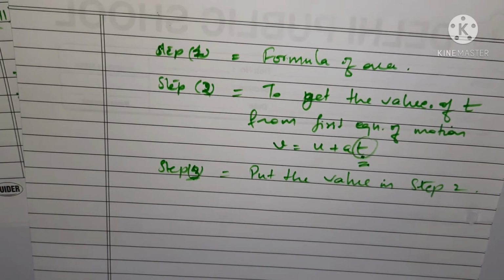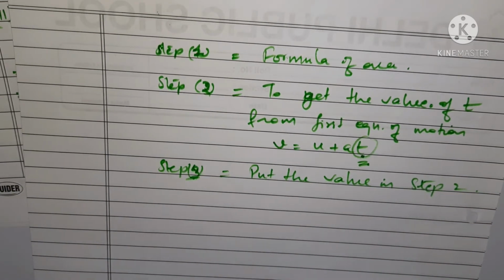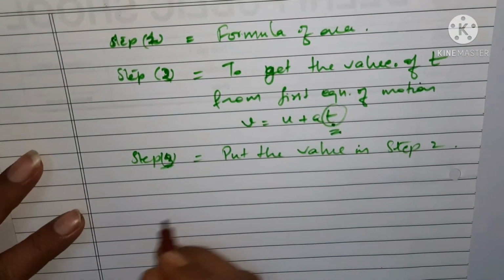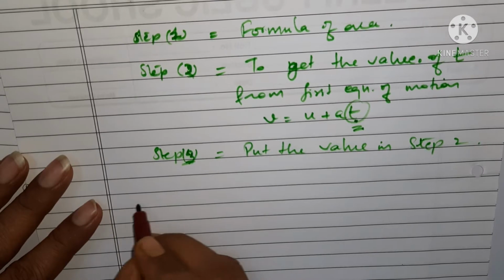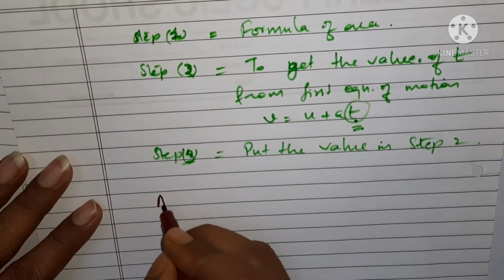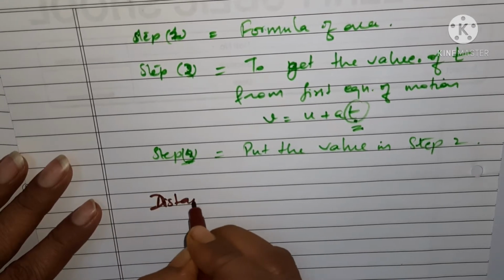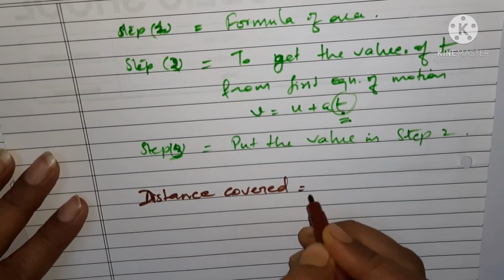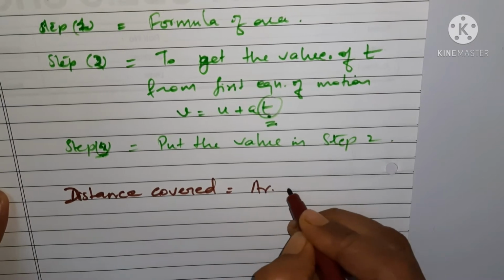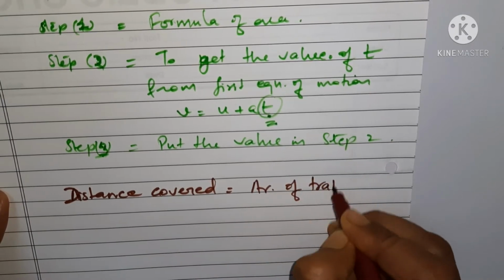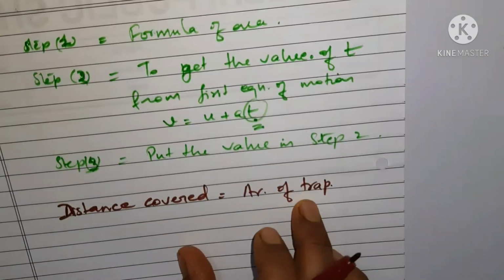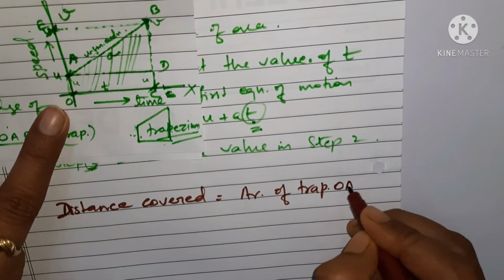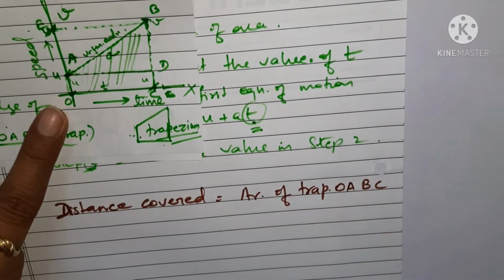Yeah, okay. So according to prior knowledge, or pre-acquired knowledge, we are applying that and we are going to write: distance covered is equal to area of trapezium. What is the trapezium here? Trapezium here is OABC, right?